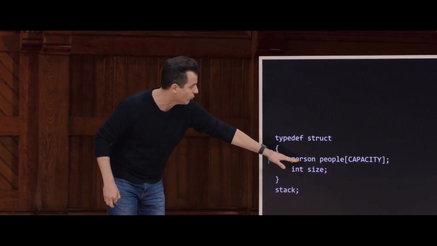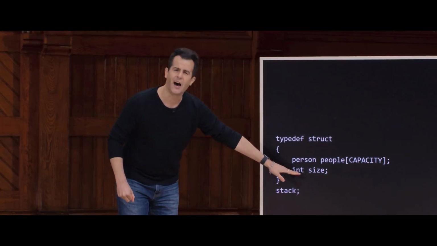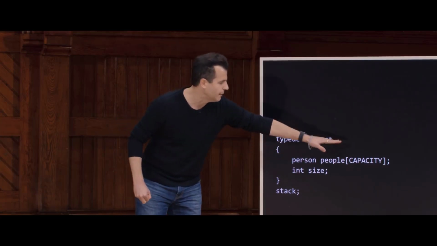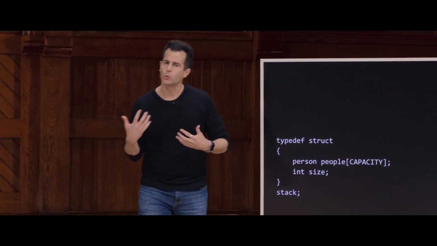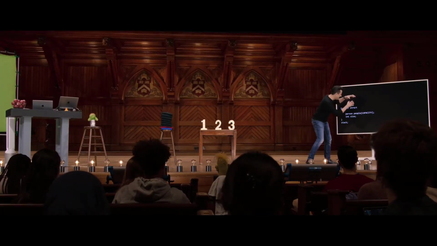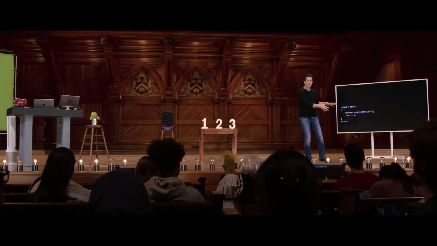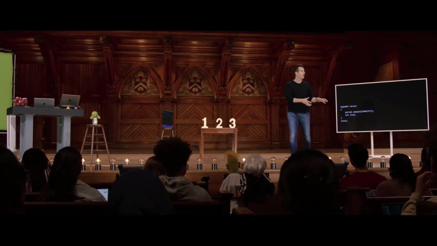And every element in that array is a person structure. And I now have this too, size. Now this almost seems like a synonym for capacity, but maybe intuitively, anyone want to propose why I'm apparently maintaining separately the capacity of the stack, but also the size of the stack? Why these two distinctions here?